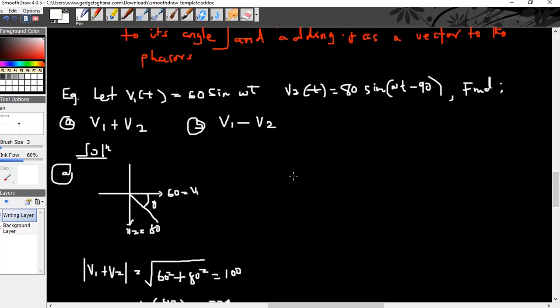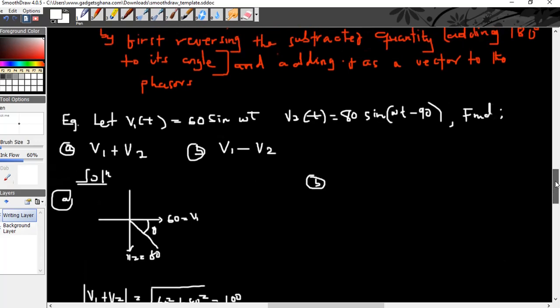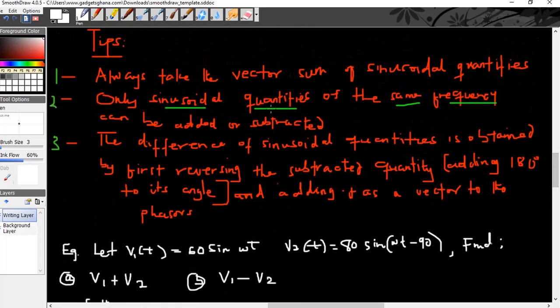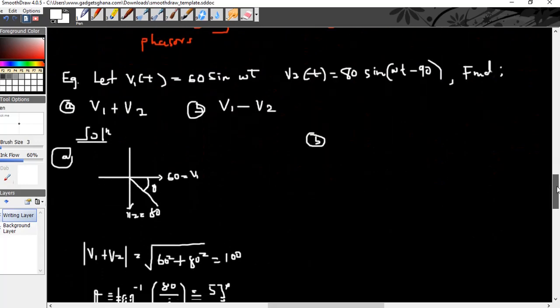Let's take the second example. So we have the second question right now: v1 minus v2. So this is how we've implemented our vector sum calculation. Vector sum is the same as addition. So we've implemented a vector sum method of sinusoidal quantities over here.